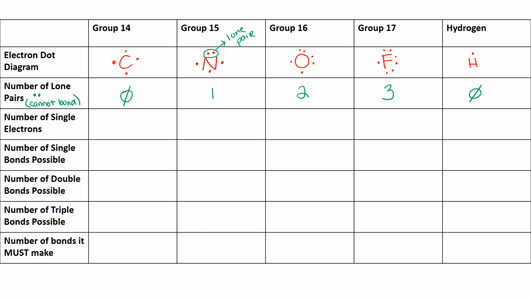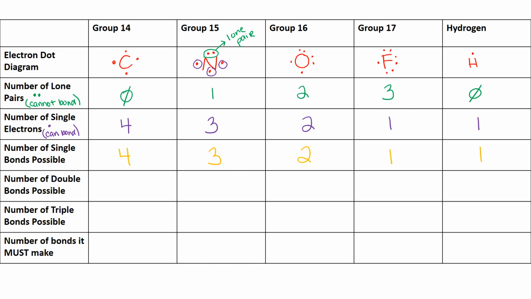Now, number of single electrons, so that's going to be 1 single dot. These can participate in bonding. So carbon has 4 single dots. Nitrogen is going to have 1, 2, 3 single dots. Oxygen has 2, fluorine has 1, and hydrogen has 1. So these single dots allow us to bond, okay? So each dot can participate in 1 bond. So carbon has 4 dots, it could make 4 single bonds. Nitrogen has 3 dots, it can make 3 singles. Oxygen can make 2 singles. Fluorine can make 1. Hydrogen can make 1.